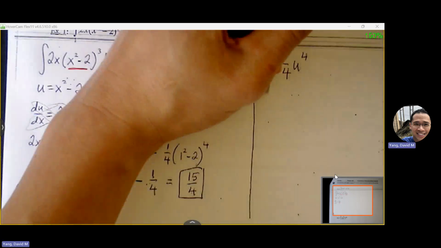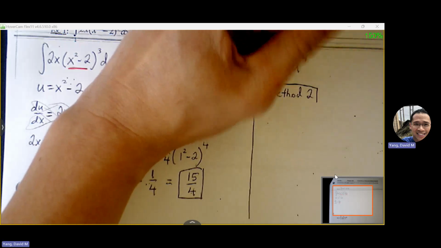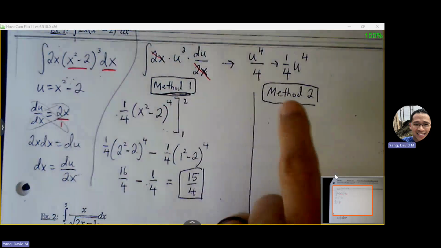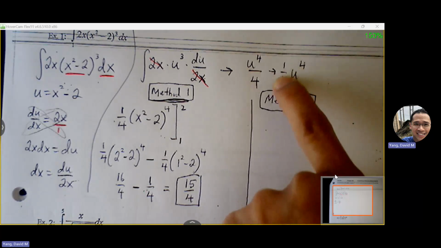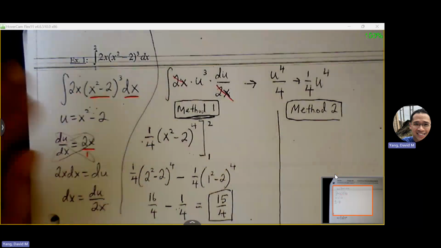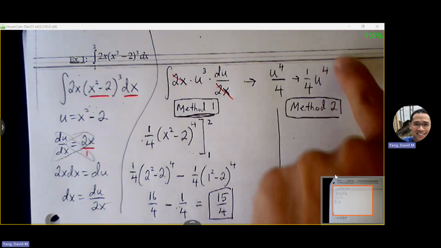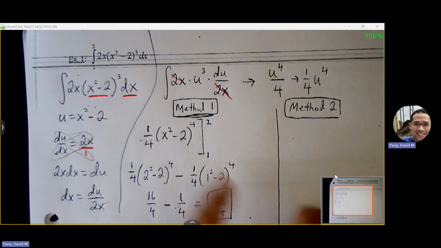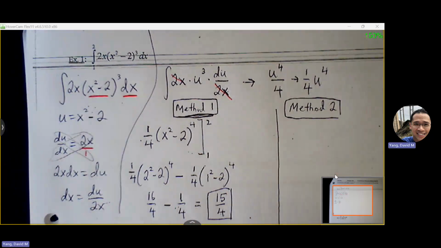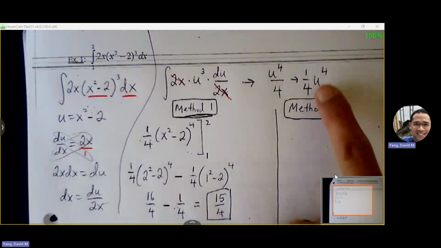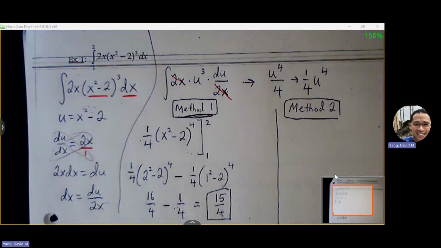The second method is, rather than bringing the u back in terms of x, we'll leave it in terms of u, and then force the bounds to be variable u, and then we can use the variable u for the bounds to plug in and still get the same answer. So method 1 is everything in terms of x. Method 2 is everything in terms of u. So we're not going to convert this back in terms of x. We're going to force the bounds to change variable.